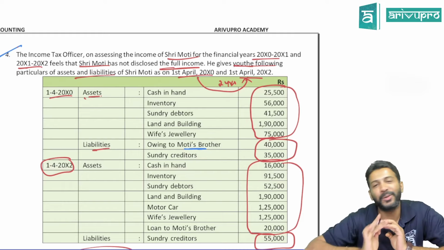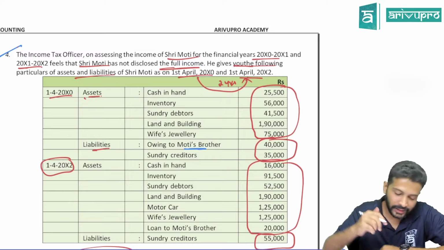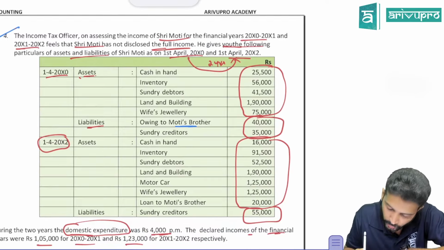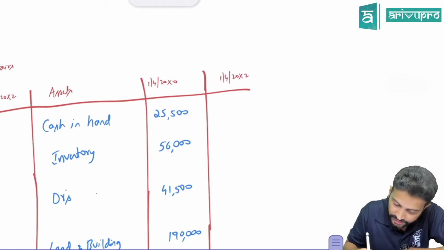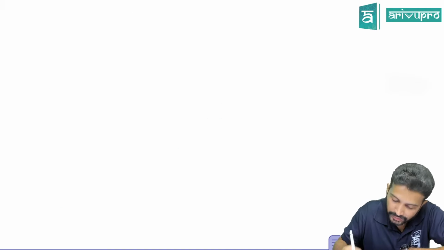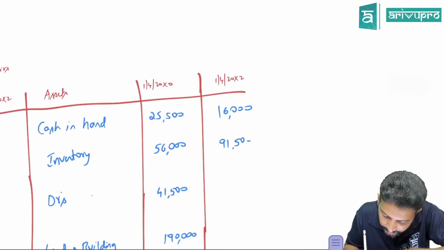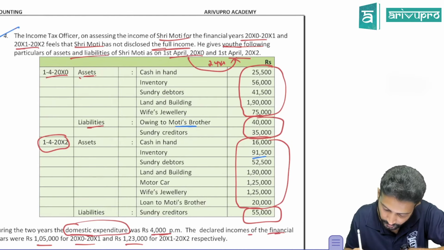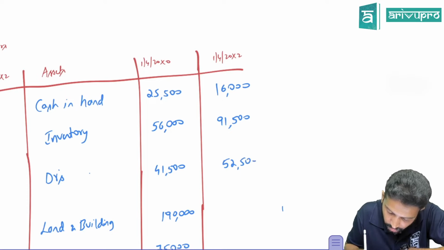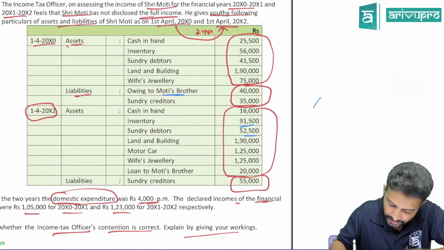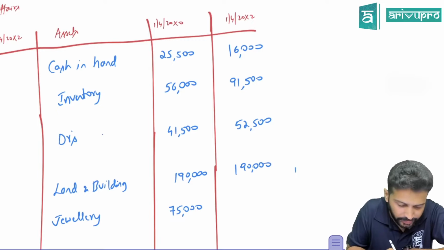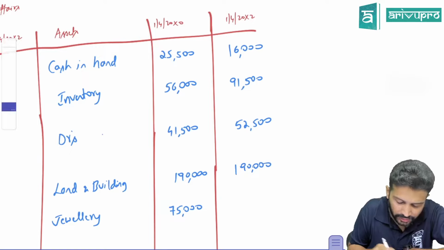Okay, so 1st April 20x0's capital we have got. Then let's prepare statement of affairs now on 1st April 20x2. What is cash in hand balance now? 16,000. All right. Next, what have they given? Inventory is 91,500. Then debtors is 52,500. Next, they have given land and building, which is how much? 1,90,000. Then they have given motor car.